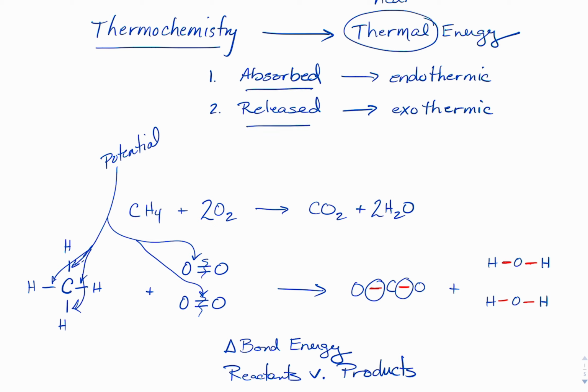When this particular chemical reaction occurs, methane reacting with oxygen to produce CO2 and water, it turns out that there's actually a lot of heat that is given off. That means some of the potential energy was converted to kinetic energy, and the kinetic energy is lost in the form of thermal energy or heat. And we can actually measure that value. How do we do that?